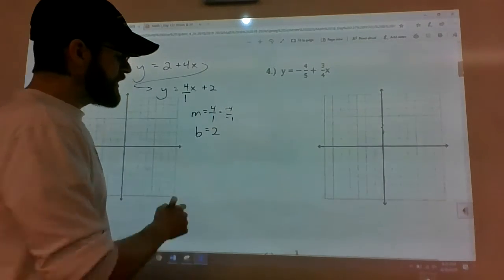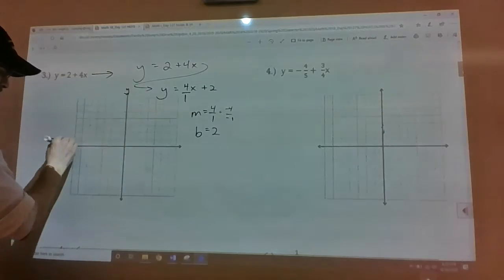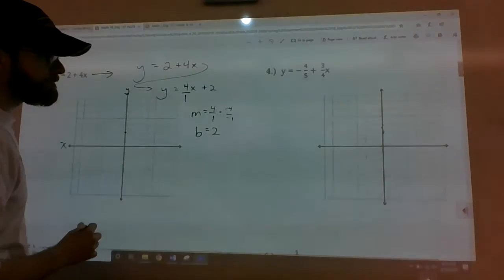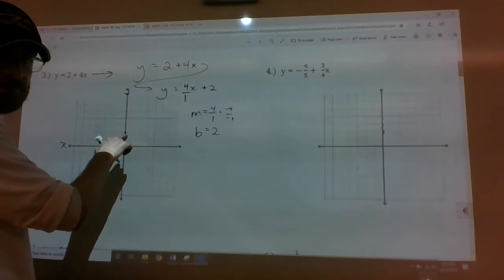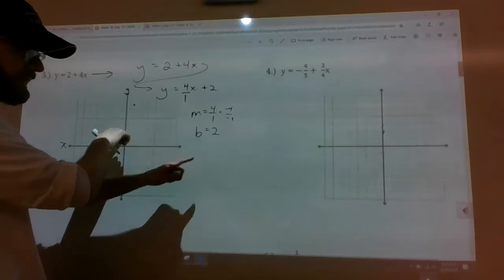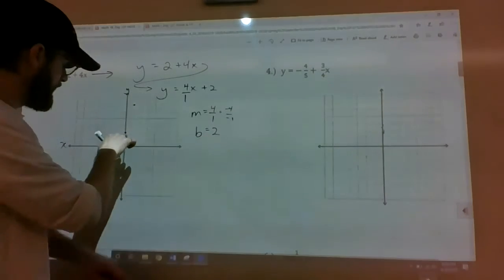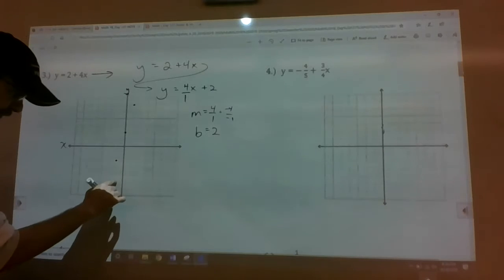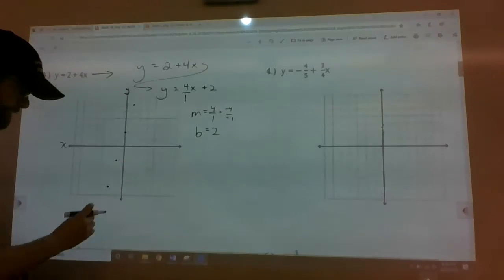So start on the y-axis, 2 above the origin, plot your point. The slope then, from there you'd go up 1, 2, 3, 4, right 1. Or, as our alternate version of the slope, go down 1, 2, 3, 4, left 1.